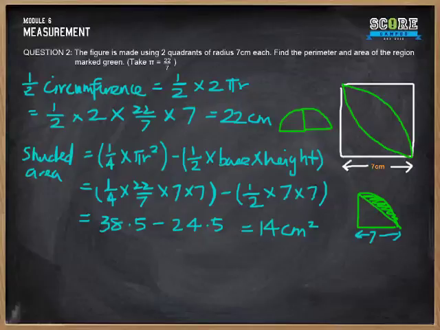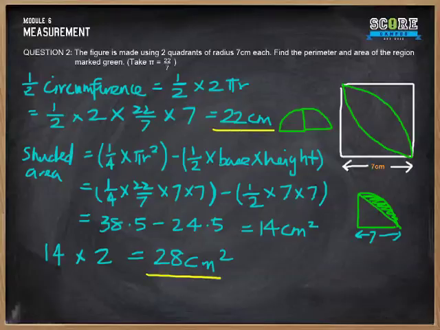So that is the last step. Step 3 is this. To get the answer for the area of the green region, you take 14 cm squared, the one you just solved for using one quadrant, and you multiply it by 2 because there are 2 quadrants there. So it's 14 times 2, which is 28 cm squared, and that is your final answer. So the area of the shaded region is 28 cm squared, and the perimeter is 22 centimeters, and we are done with question 2. Moving on.